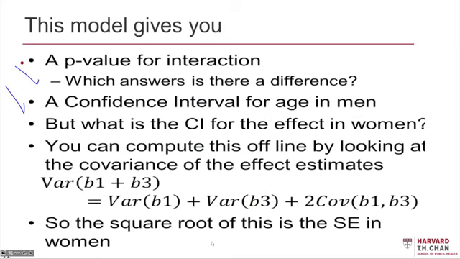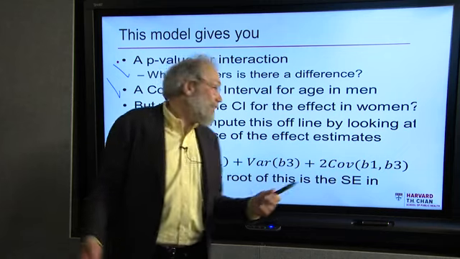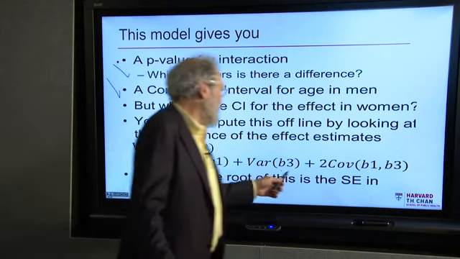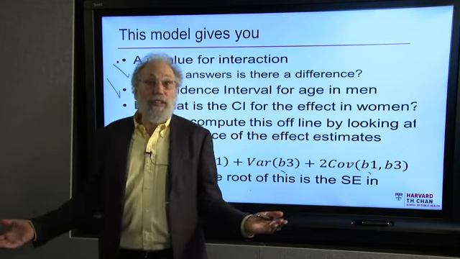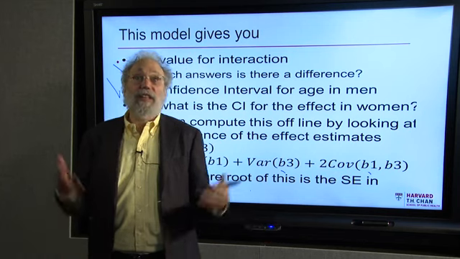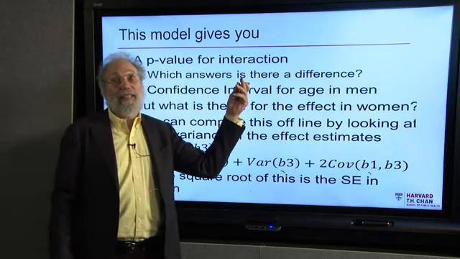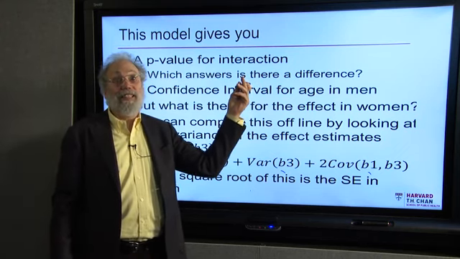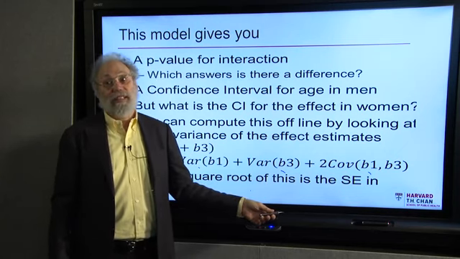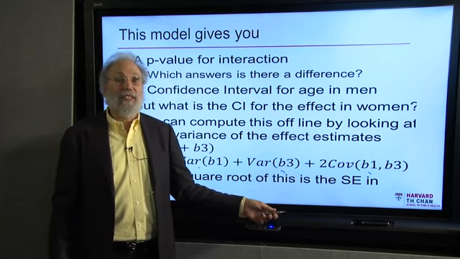So, fine. The variance of B1 plus B3 is the variance of B1, plus the variance of B3, plus 2 times the covariance, and SAS will tell you what the covariance is. You can get that out of your PROC GLM. Okay? So you then offline add these three numbers up, take the square root, and that's the standard error for the effect of age in women. So in this case, you immediately get out of the output whether the difference is significant, but you need to do an offline calculation to get the confidence interval in women.